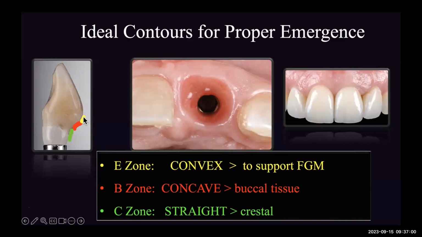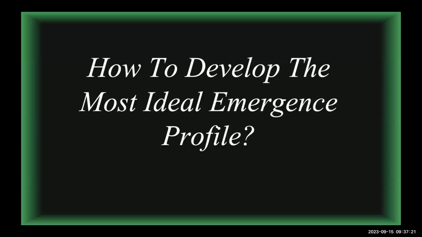And then we have the very end, which is the E zone, which is convex, and that is to support the free gingival margin. So this has been postulated to be the ideal emergence profile, where it is straight, concave, and convex, a lot different than a natural tooth. So how do we develop this ideal emergence profile or critical contour?